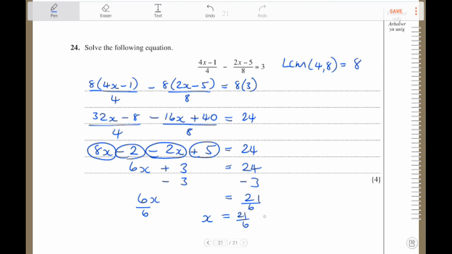Now you could leave it like that, or you could write it as a mixed number. Now how many 6's in 21? 3. 3 6s are 18. Remainder 3. So we write that as a fraction 3/6. And if we simplify again, that's 3.5. And there's my final answer.